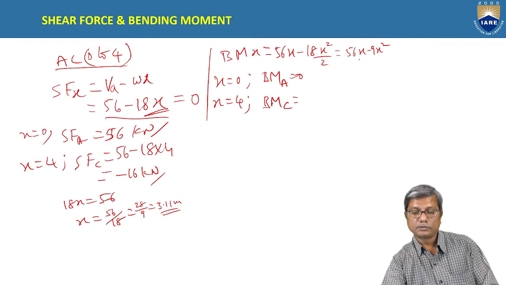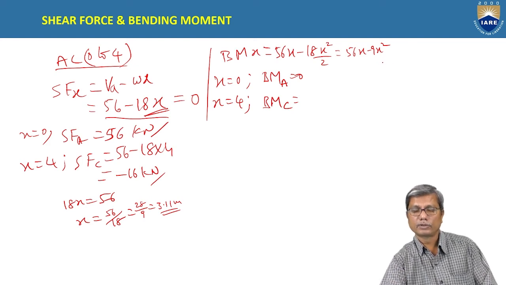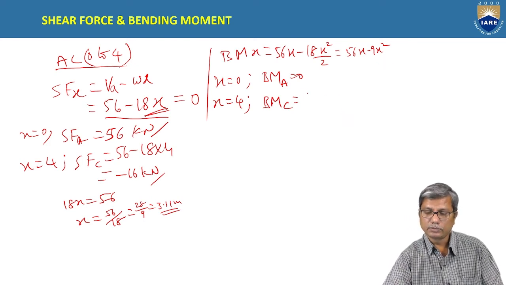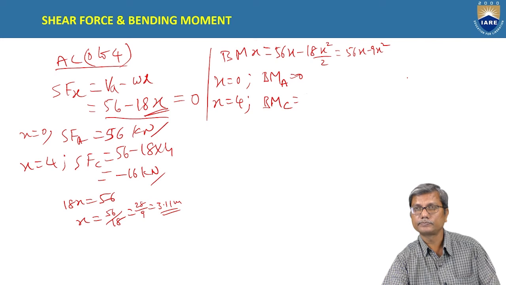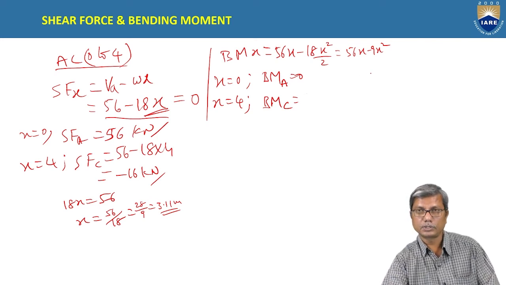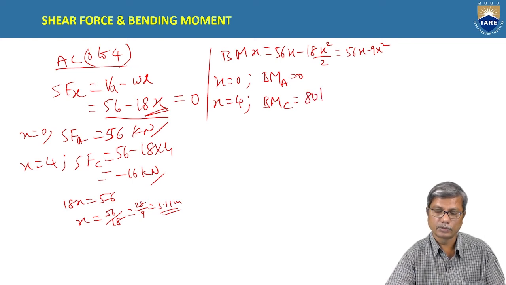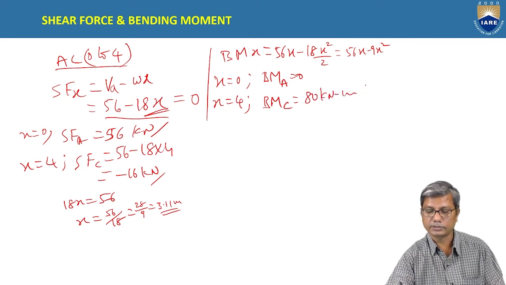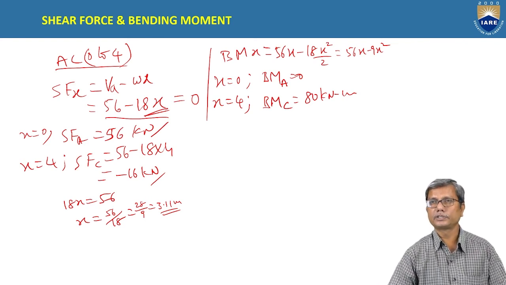Now, what is the value of bending moment? 56 into 4 minus 9 into 4 square. So it will be 224 minus 144. 224 minus 144, that is 80 kilonewton meters. Okay, 80 kilonewton meters. Understand?